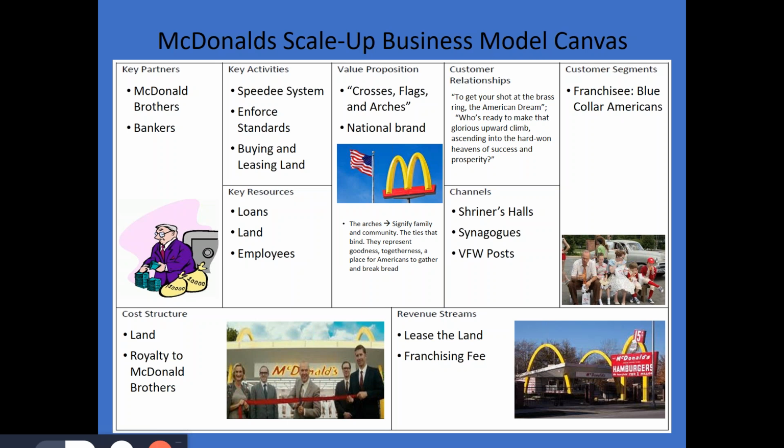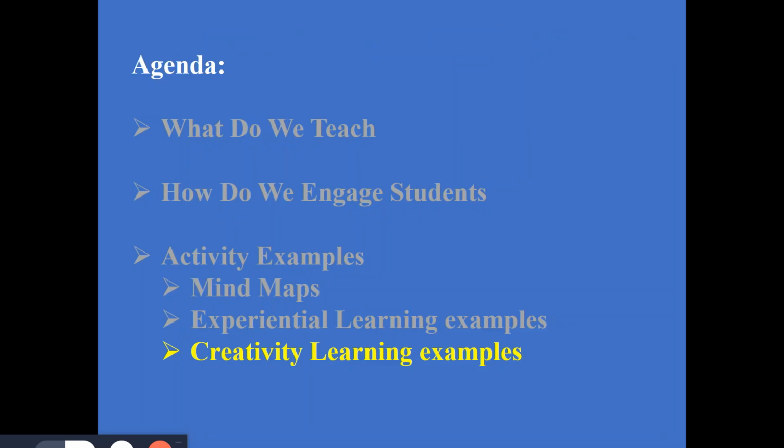So this part is a little bit difficult for the students, but the movie shows the whole process, how Ray Kroc recruited franchisees and attracted some entrepreneurs. So this gives an example, so students can use a business model canvas to depict McDonald's to-B business. And lastly, we will show you some creativity learning examples.